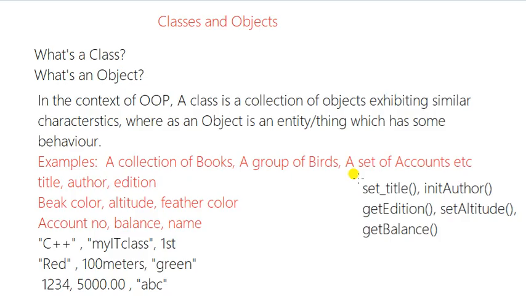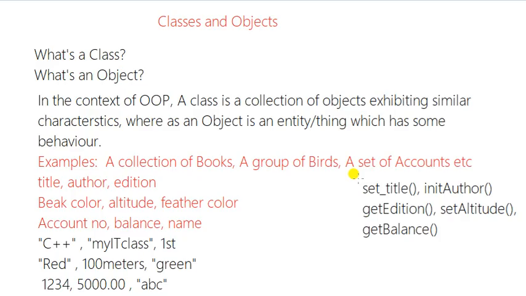What's a class? What's an object? In the context of object-oriented programming, we can define a class as a collection or a group of objects which exhibit similar characteristics. Whereas an object, again in the context of object-oriented programming, is an entity or a thing. Why am I talking about context? When we talk about a programming context or a language concept, the definitions change a little bit, but the ultimate meaning will remain the same. So let's now discuss class and object in the general sense.